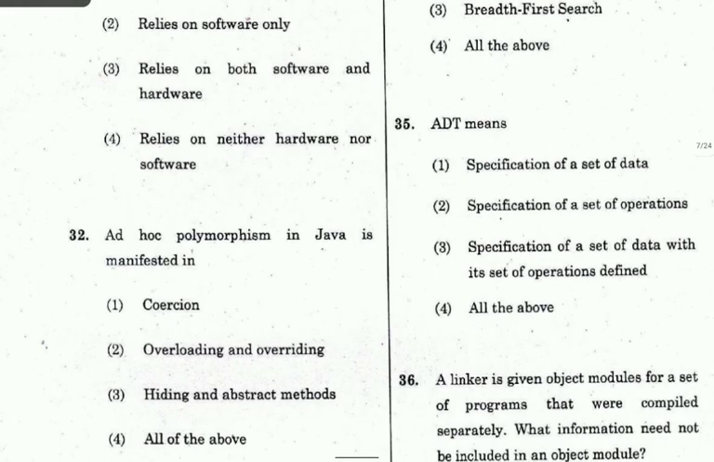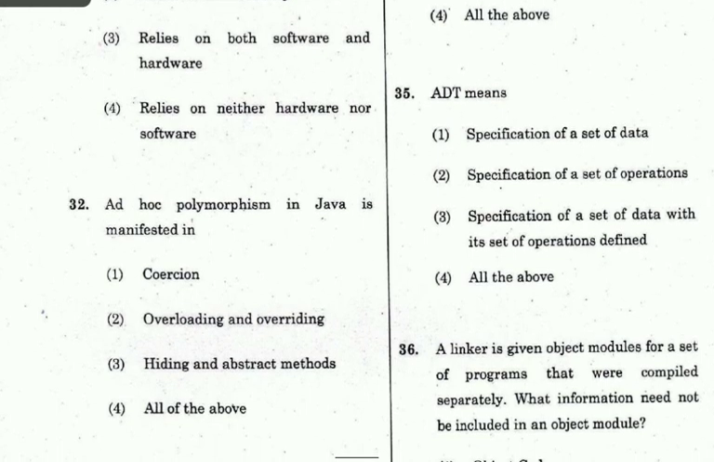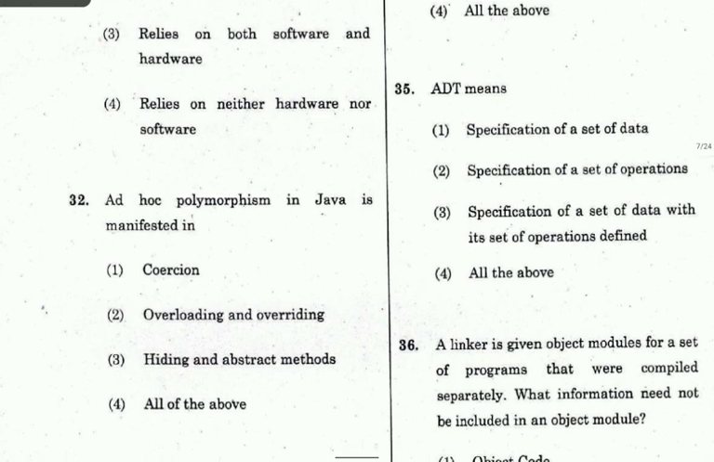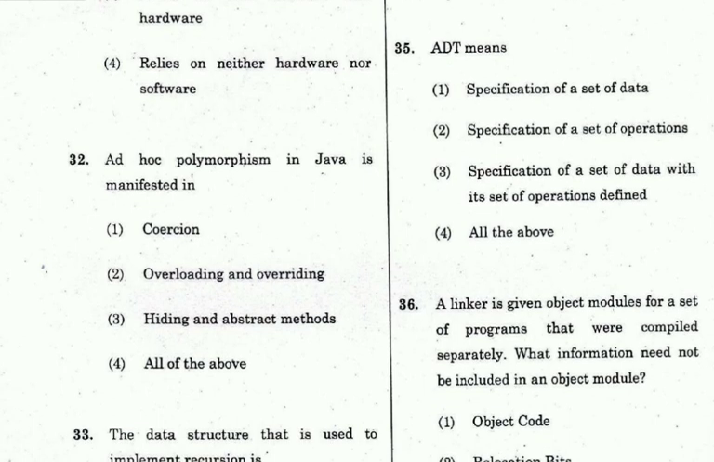So what is meant by ADT? ADT means abstract data type. It defines both the data structure and the operations that we perform. So what are the data structures? Stacks, queues, linked list, hash. These are the data structures. On the operations that we perform on the data structures, in the stack, we perform the push and pop operations. Similarly, in queues, we use the enqueue and dequeue operations. So like that, in each data structure, we perform certain operations. So that's why it defines both the set of data with its operations. 3 is the right answer.